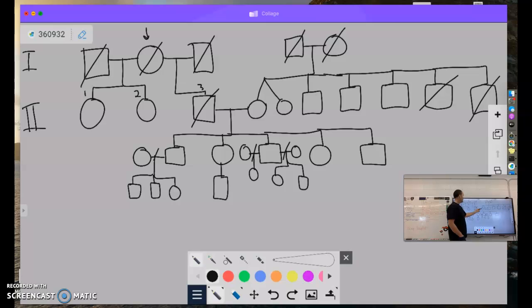Here's my parents. They got divorced, so that's what that line represents. This was a sister that had a heart defect. She passed away when I was a baby, and I'm married, and we have 2 boys. Okay, so this right here is me.